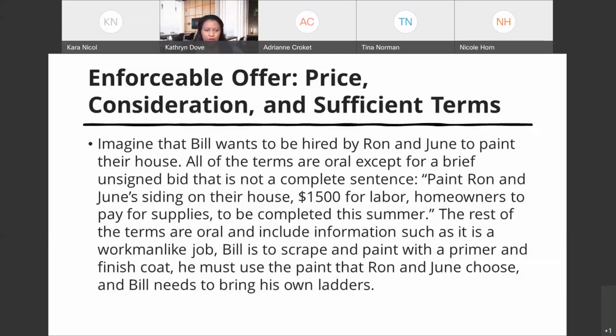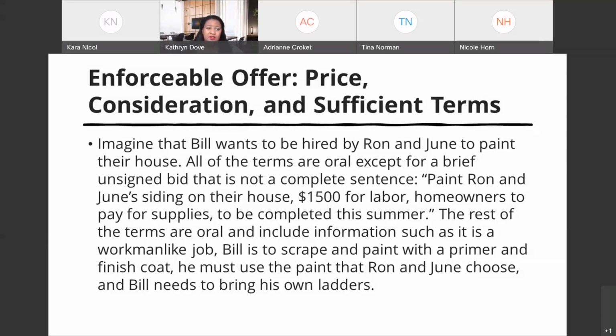So in this scenario, Bill is the contractor. He writes down one thing: paint Ron and June's siding on their house, $1,500 for labor. Homeowners will pay for supplies, to be completed by the end of the summer. Nothing else is written though. Everything else is them orally chit-chatting, you know, certain terms are just implied by society.